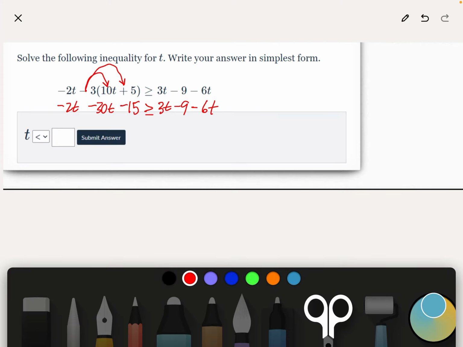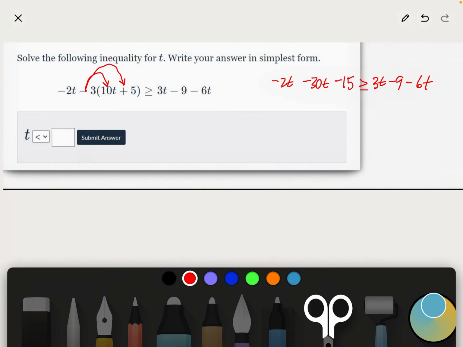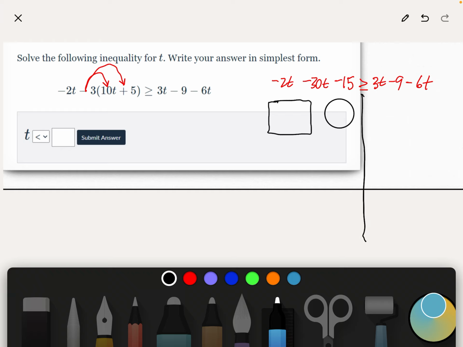Now, since I need more room, I'm just going to copy this and move it over. And now I'm going to box it up. So I'm going to put one big box, one big circle, draw my inequality line, and then I'm going to have one box and one circle. So in here is going to be a negative 2t minus 30t, and this is going to be minus 15. This is going to be 3t minus 6t. This is going to be a negative 9.